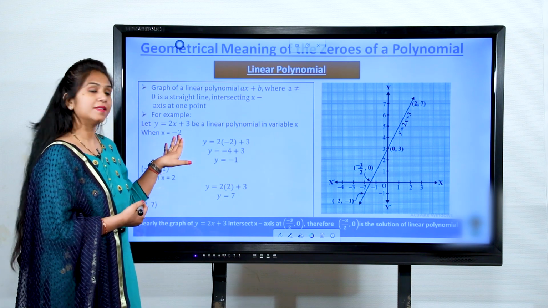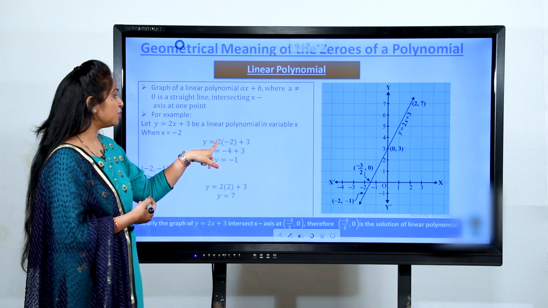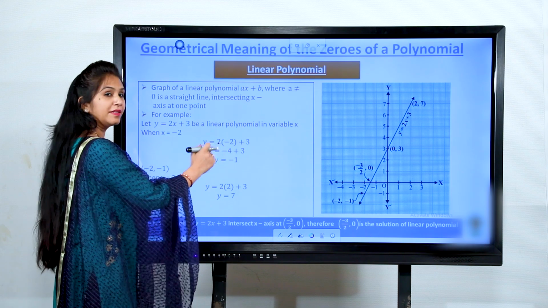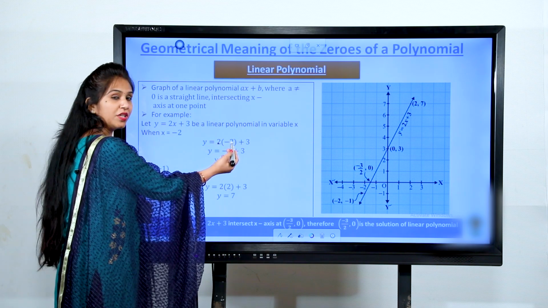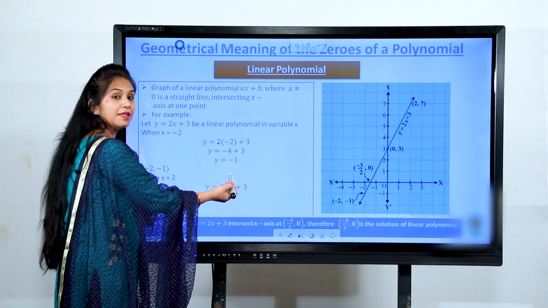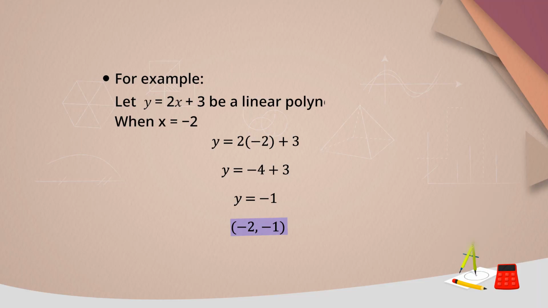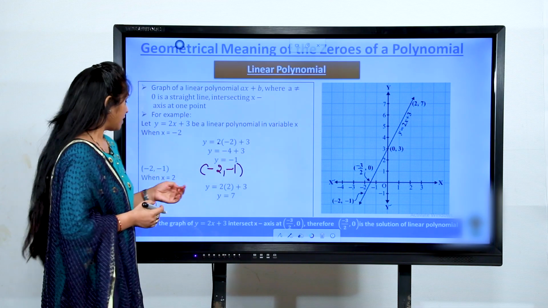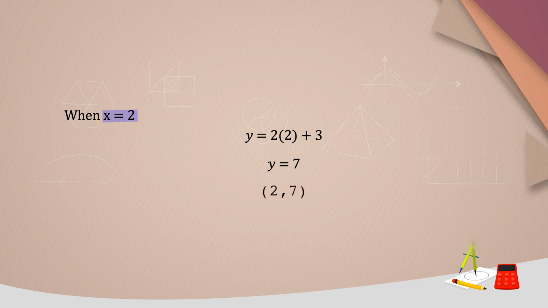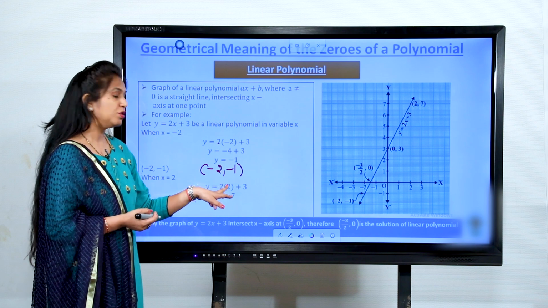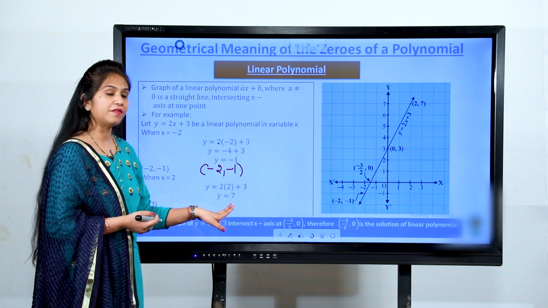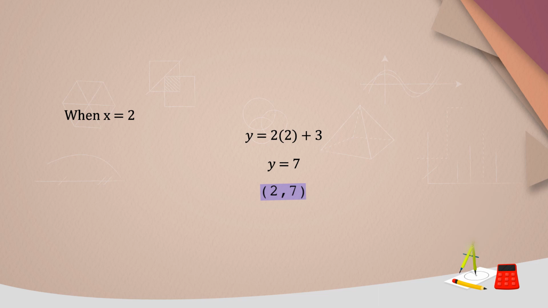On substituting x equals minus 2, we are getting 2 into minus 2 plus 3. Now 2 into minus 2 gives you minus 4, plus 3 is equal to minus 1. So it means minus 2 comma minus 1 is one of the solutions of y equals 2x plus 3. Now in the next step, put any value for x. I am substituting x equals 2. So 2 into 2 gives you 4, 4 plus 3 gives you 7. So 2 comma 7 is another example of a solution.